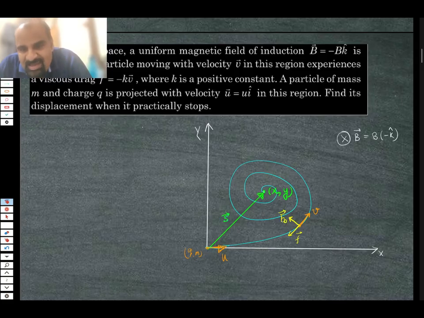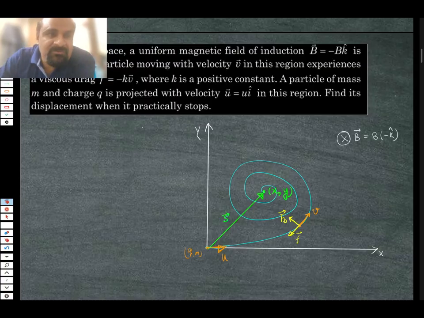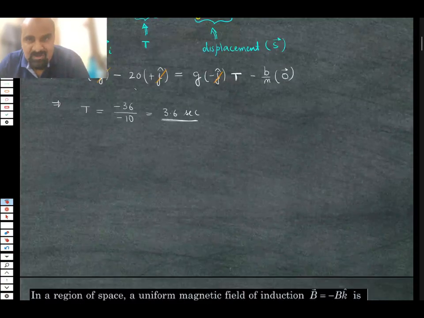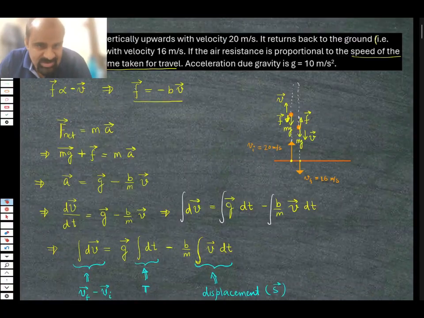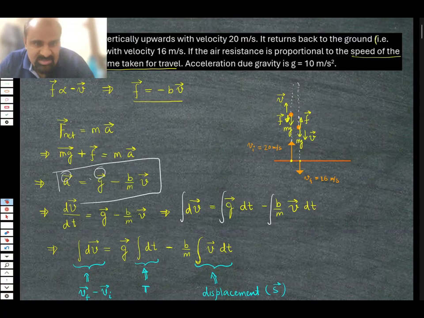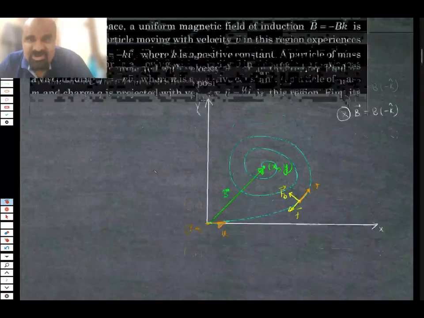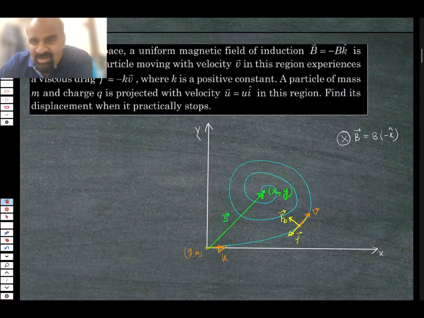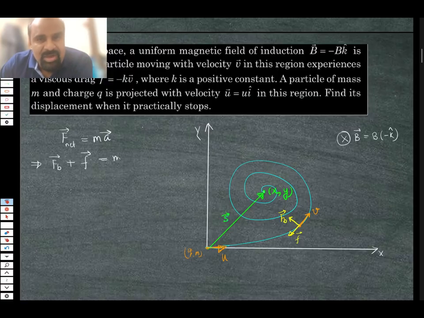Now just as I showed you earlier in this kinematics problem, I'm going to write the equation in vector form and see what we can get. If you write this equation in vector form and don't break this vector form, then maybe there is a chance that you may get a very nice expression. So let's try our luck. At a general time t, I'm going to use F net equal to m a vector. F net is what? There are two forces: one is this magnetic force, plus one is this viscous force, equal to m a.